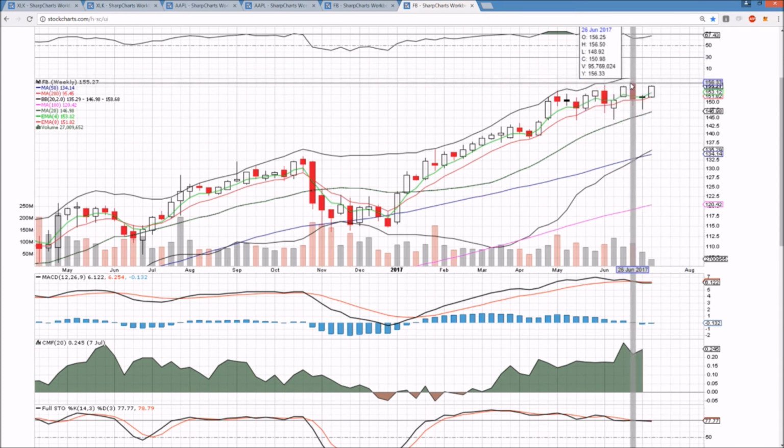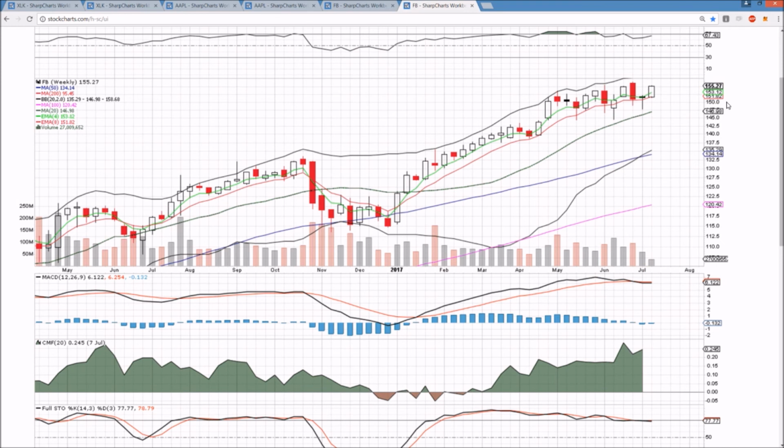So it's all about 156.50 tomorrow. Let's see if we can tag that new all-time high and keep those bulls in full control. That's a good looking chart.